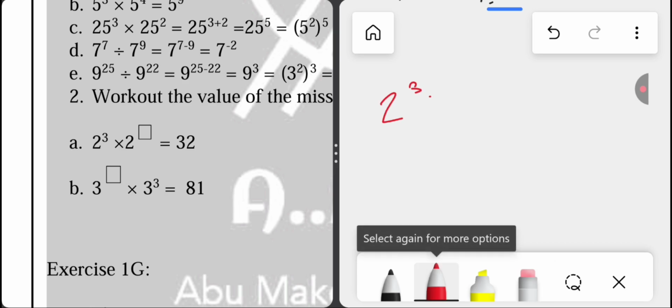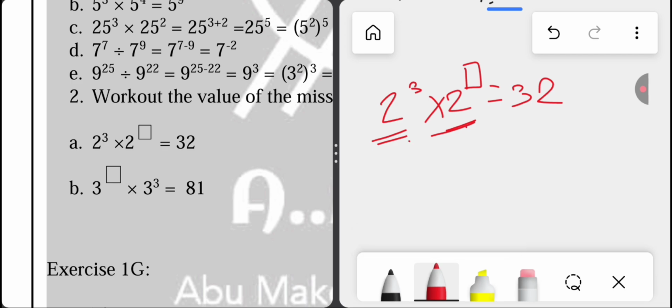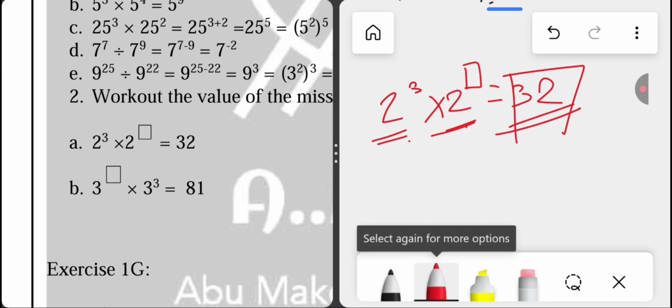2 to the power 3 into 2 to the power box is equals to 32, right? So here, take out your calculator and see how many times. Both bases are 2, right? You have to understand that if both bases are 2, I have to keep this number as a power of 2, meaning I have to see how many times I have to multiply 2 to get 32.